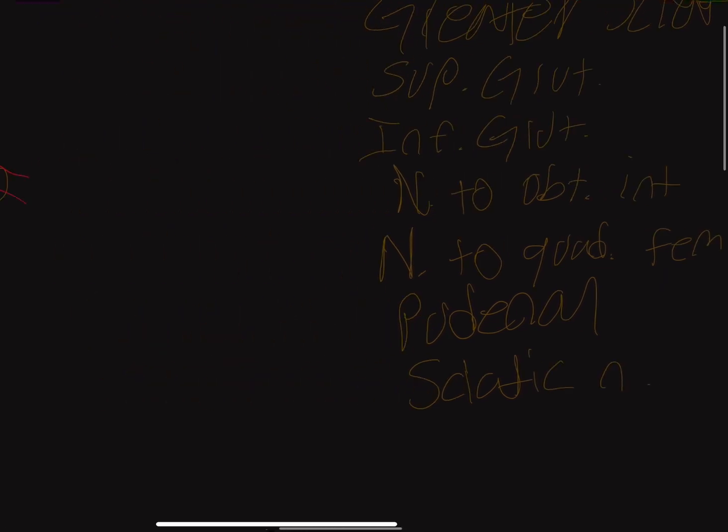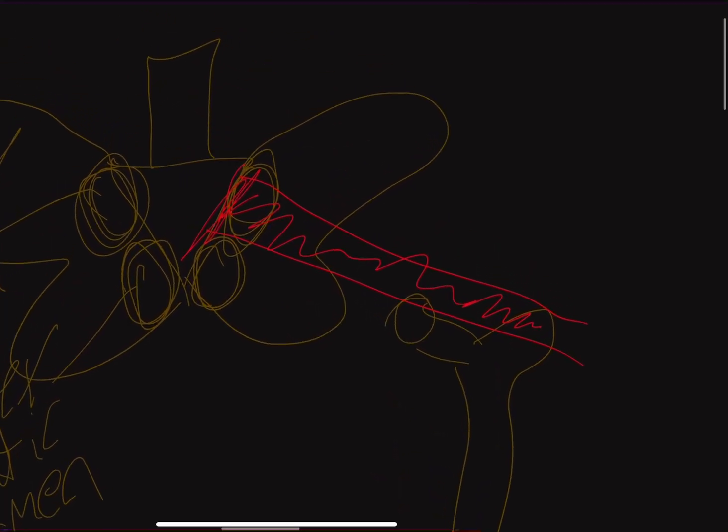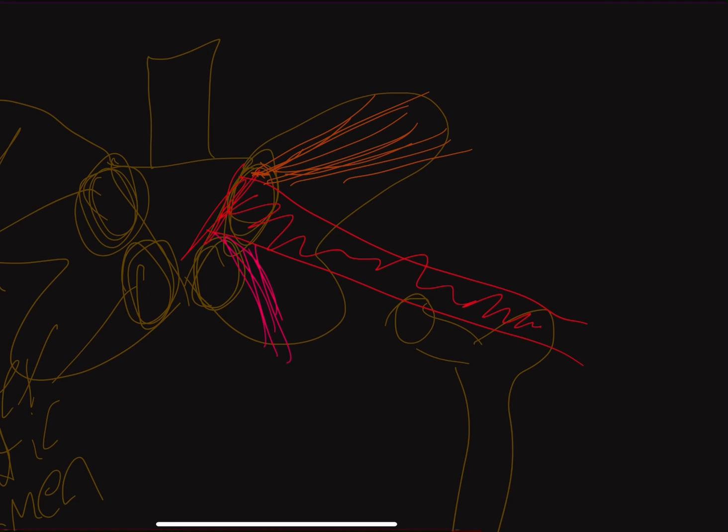Your sciatic also comes through here. So these are the ones that come out. Your superior gluteal comes out of the greater foramen, superior to the piriformis, and starts innervating the muscles in this area. Below that you have your inferior gluteal, which comes out this way.